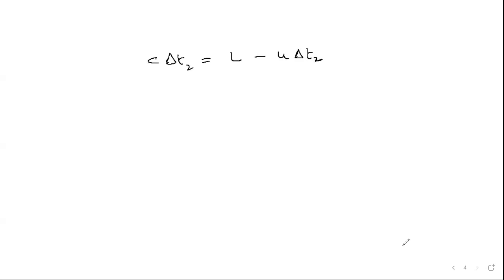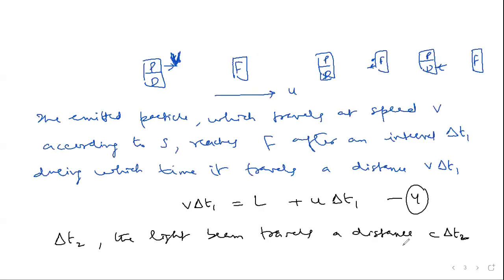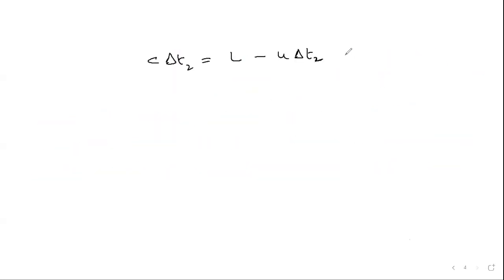C delta T2 is the distance traveled by the light in time delta T2. L is the contracted length. U delta T2 is the distance traveled by the train in forward direction in interval delta T2. So I name it phi, right? Now what we do next, I will write directly, you will check that.